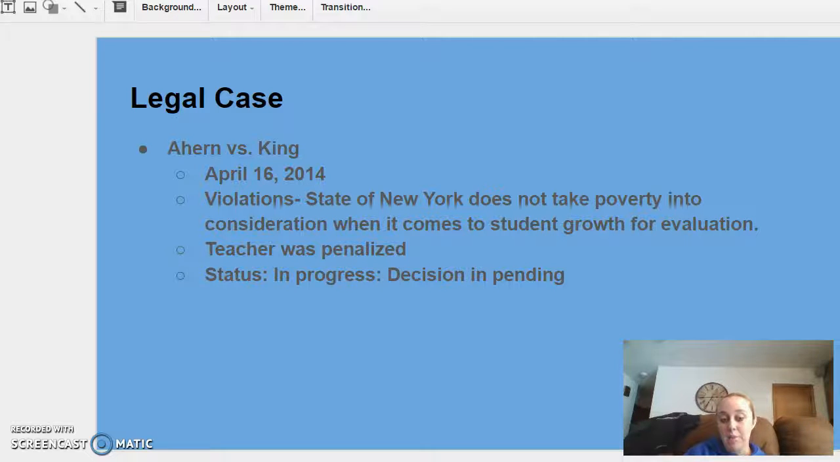And I think that can happen in my district because a lot of the people in my district do live in poor neighborhoods, and a lot of people in my school do live in poor homes. And I also think that, as a SPED teacher, that could be something, not the poverty, but the special ed needs could be not taken into consideration for evaluation. Like I said, the teacher was penalized. The decision is still pending. It's still in progress. So it's kind of going to be interesting to see what happens after that.